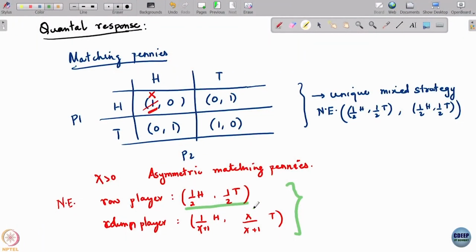Now, one of the ways of working around this is to say that the reason you are playing half and half here, and the reason this is 1 by x plus 1 and x by x plus 1, is because there is a strict expectation of rationality. Suppose we allow players to play suboptimal strategies with some probability, then the nature of the outcome would change. We will see that now.